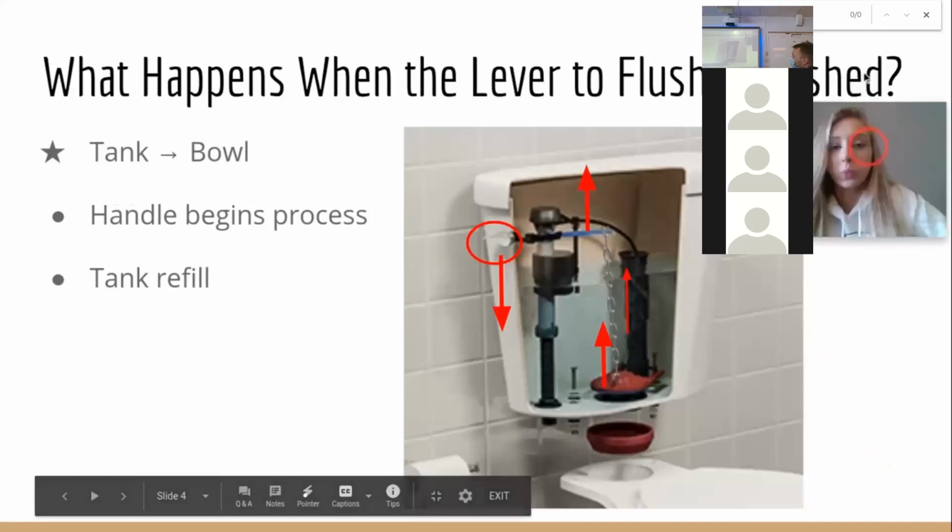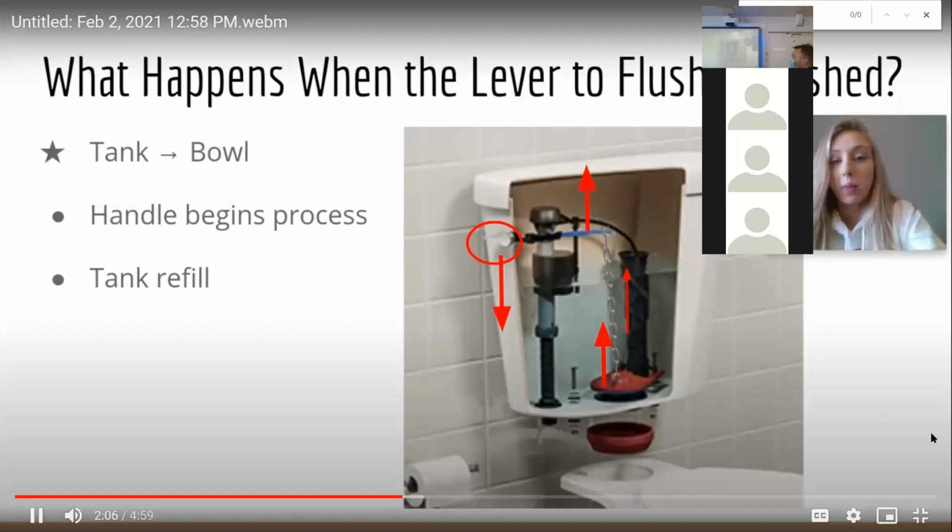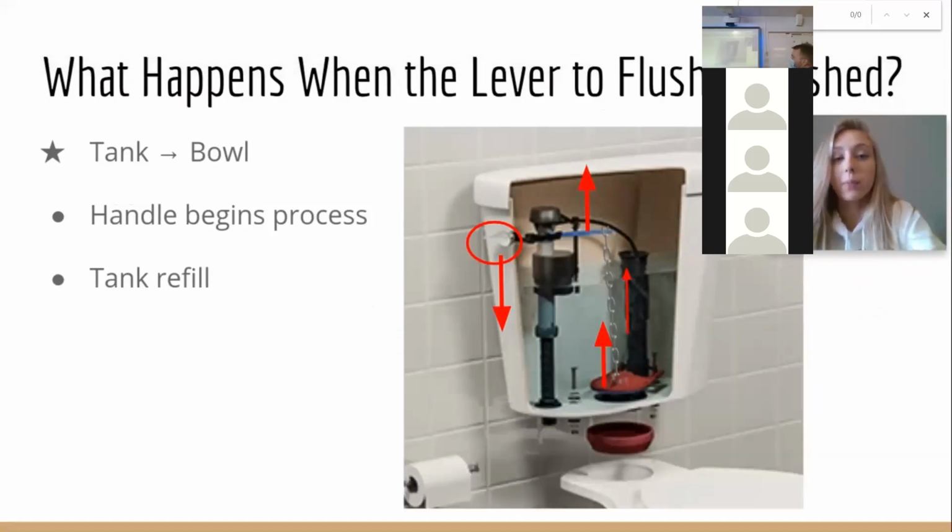What happens when the lever to flush the toilet is pushed? So this tank holds about 2 gallons of water, and the handle that you push is connected to a lift lever inside of the tank of the toilet. The lever is connected to a chain that is attached to the flapper, and the flapper sits at the bottom of the toilet, and it's closed shut so that none of the water can get out.